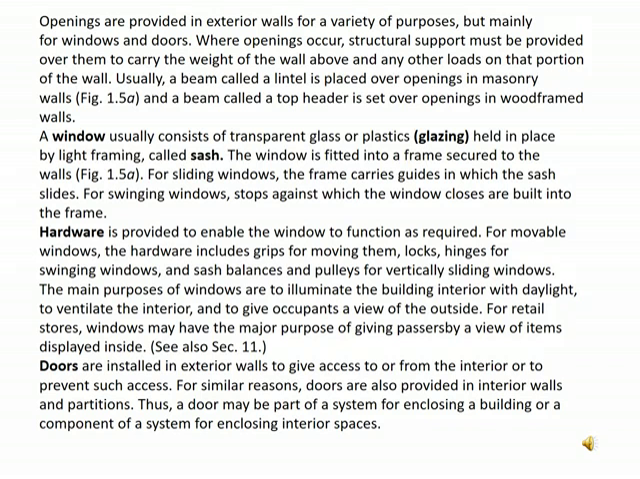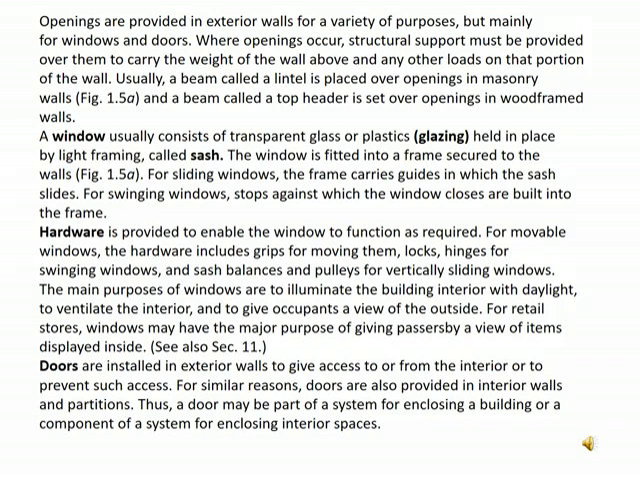A window usually consists of transparent glass or plastic glazing held in place by light framing, called the sash. The window is fitted into the frame, which is screwed to the wall.